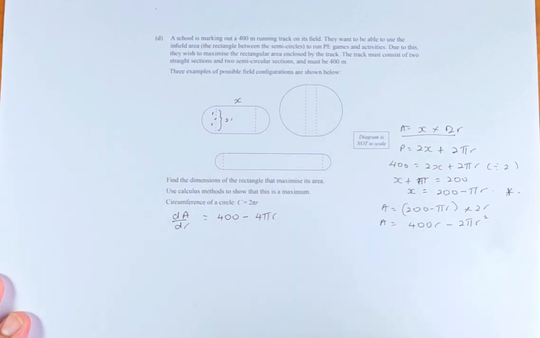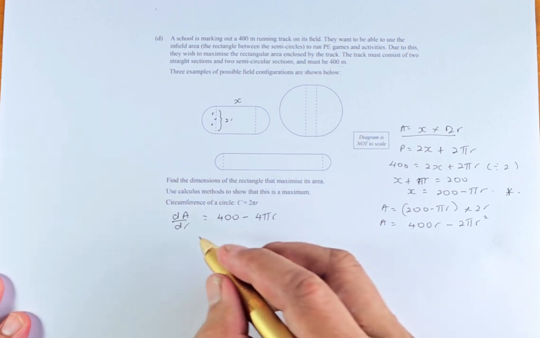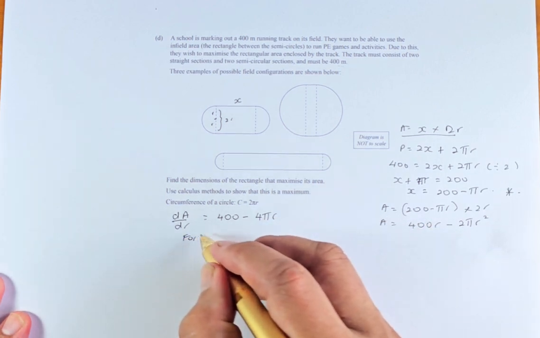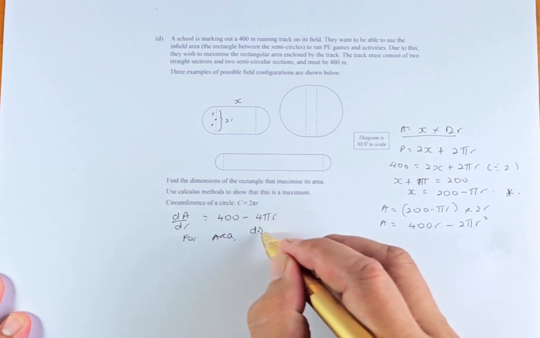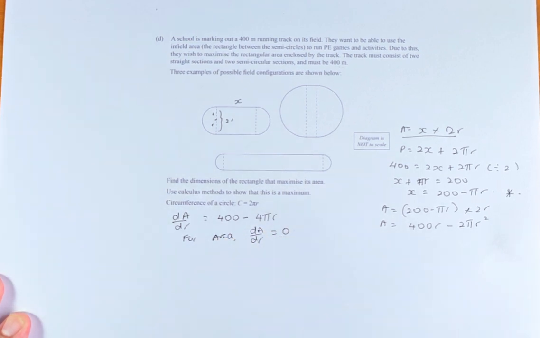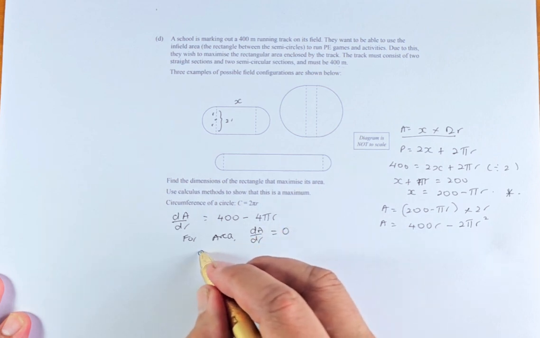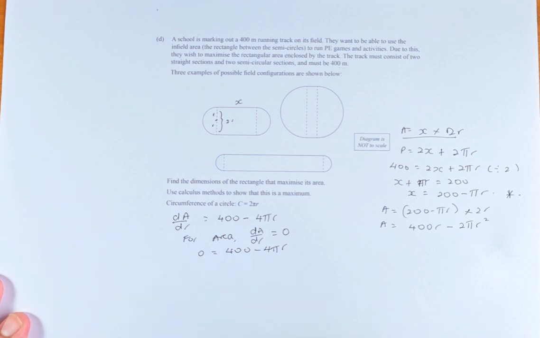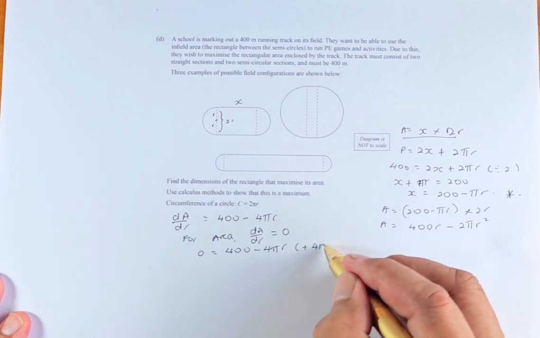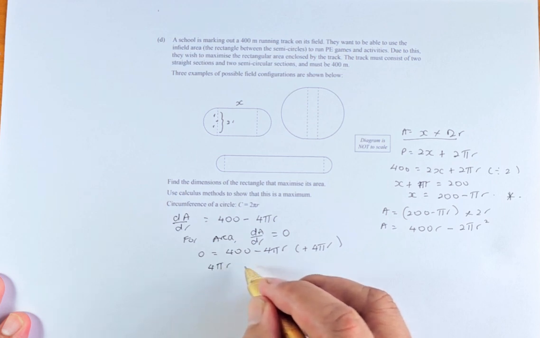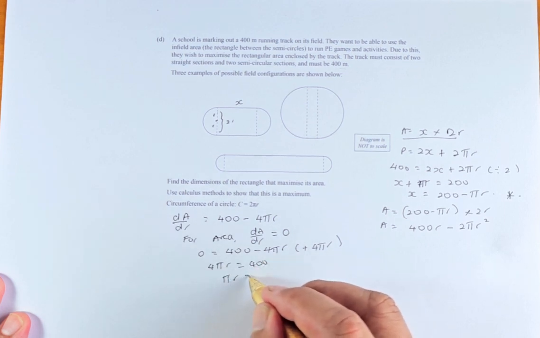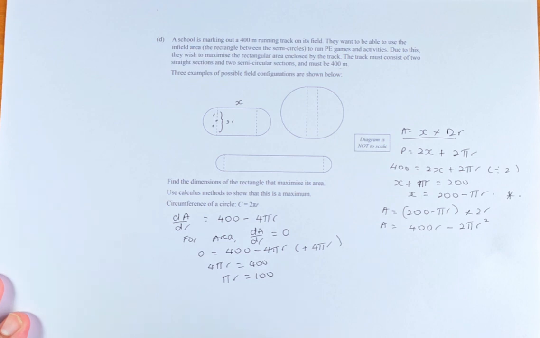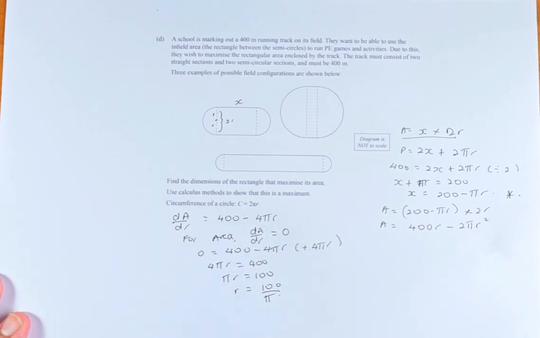For any area, at a turning point, dA over dr has to be 0. So we're going to solve for r. 0 equals 400 minus 4 pi r. Now we're going to add 4 pi r on both sides. So 4 pi r equals 400, pi r equals 100. So in terms of r, we're going to put it as r equals 100 over pi.